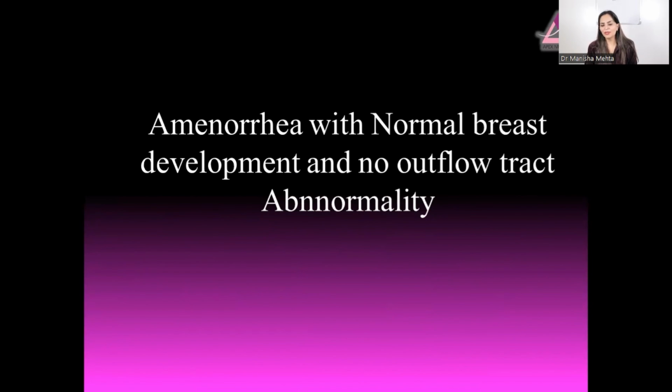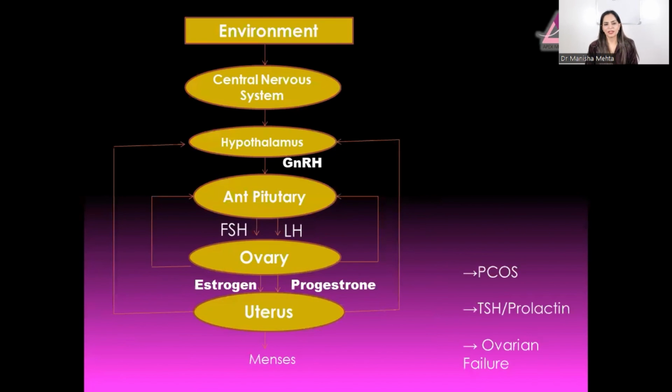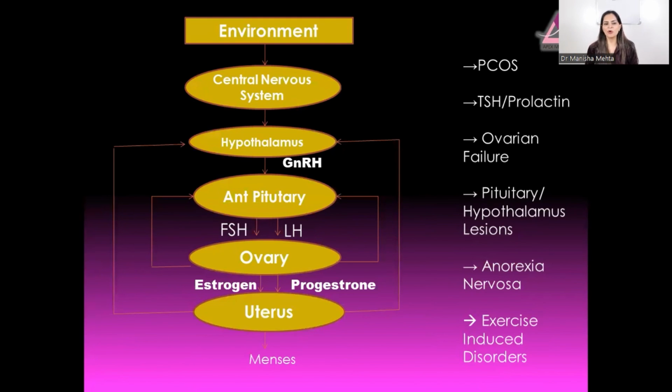Okay, now the last case, and the last 1 to 2 minutes: amenorrhea with normal breast development with no outflow tract abnormality. Now these are again very common these days. She has everything normal, but still she's not menstruating. She could be a PCOS. There could be a problem with TSH and prolactin. So this should be a very important part of your investigations when you are seeing everything fine. Thyroid, prolactin, rule out PCOS, rule out ovarian failure.